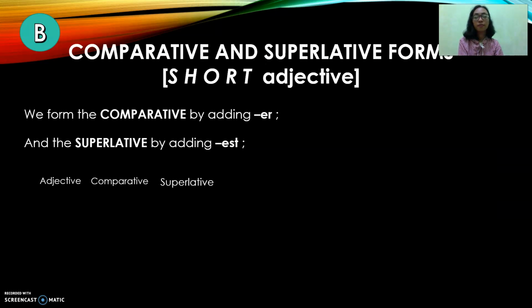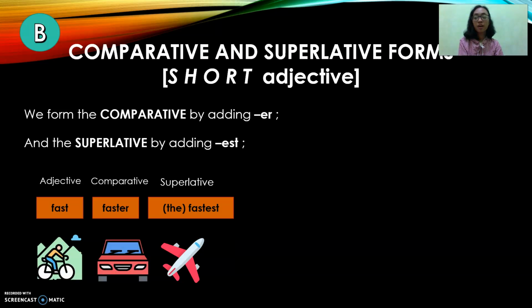Comparative and superlative forms of short adjectives. We form the comparative by adding "er" and the superlative by adding "est". For the example, fast, the comparative is faster, the superlative is the fastest.